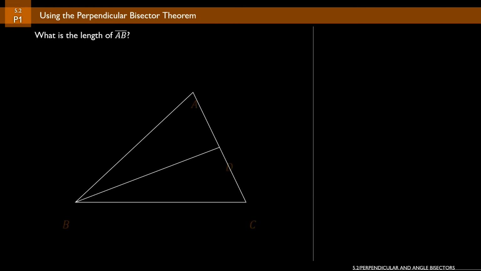So let's look into how this theorem is used. In problem number 1, we've got what is the length of segment AB. So what we see is that we've got a perpendicular bisector that is BD. AC has been bisected and BD runs at a perpendicular angle to AC. What that tells us is that the segment AB is congruent to segment BC.